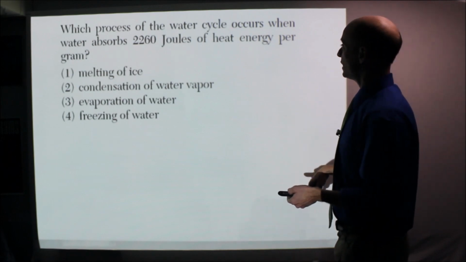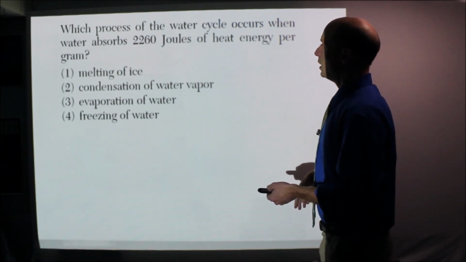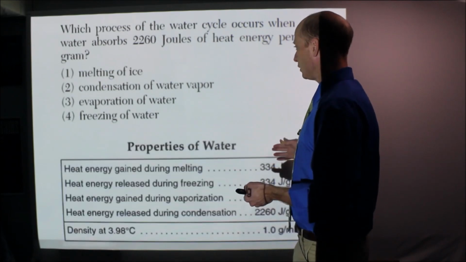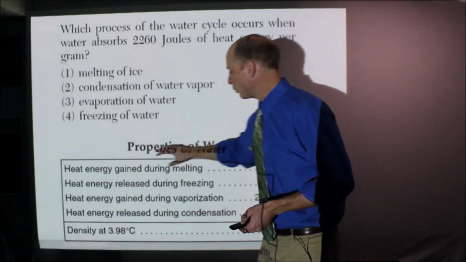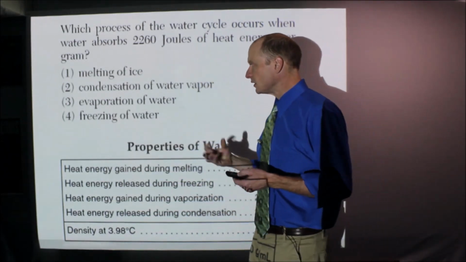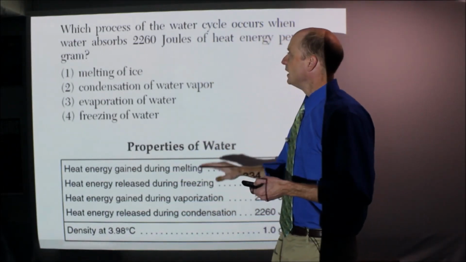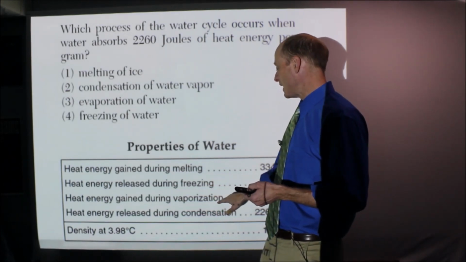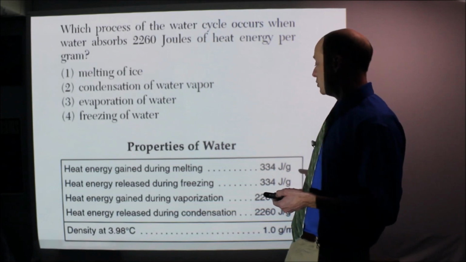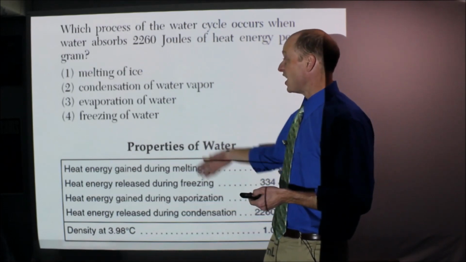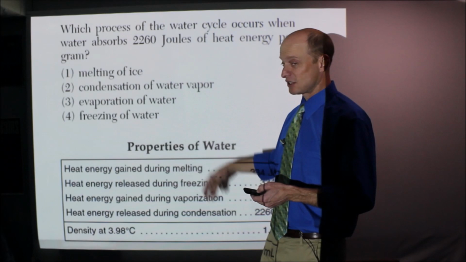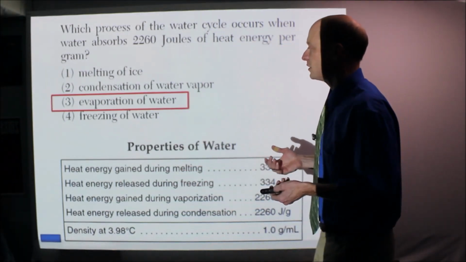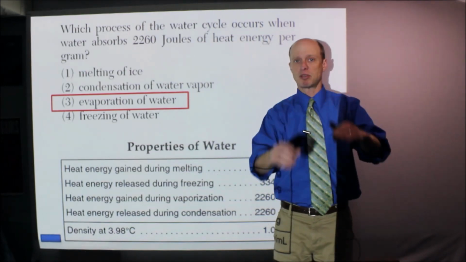Which process of the water cycle occurs when water absorbs 2,260 joules of heat energy per gram? Well, you got to look here. Absorbs. Now, it doesn't say the word absorb, so you got to be able to apply this here and realize that it's gained. The water gains that energy, that much of it, during the process of vaporization. Not a choice. You have to know vaporization and evaporation are the same thing. So that's maybe a harder question, depending on your knowledge of vocabulary, but there you go, properties of water.